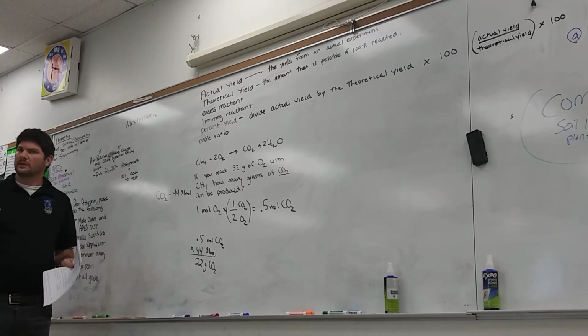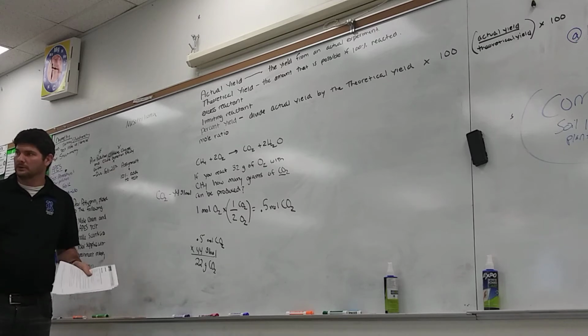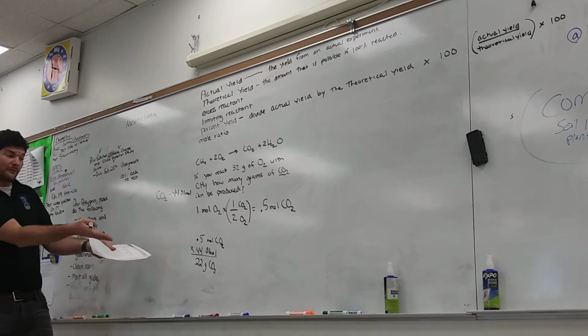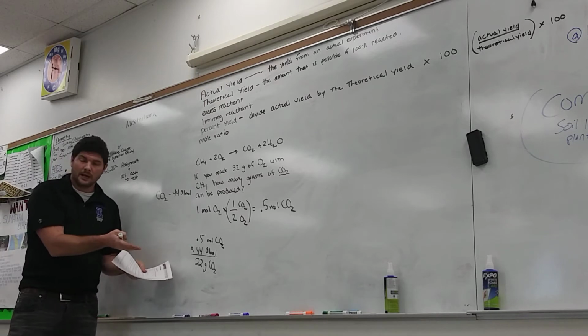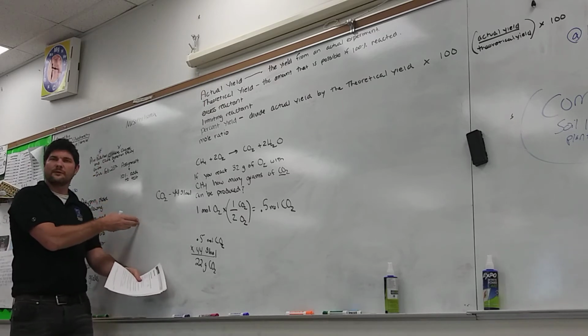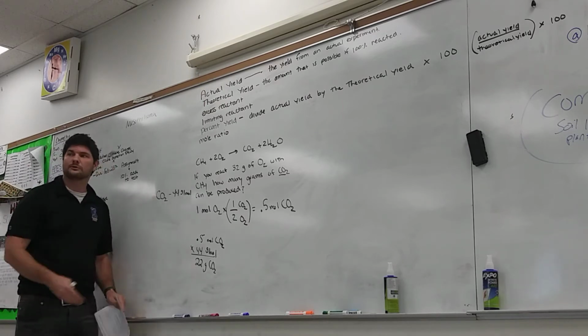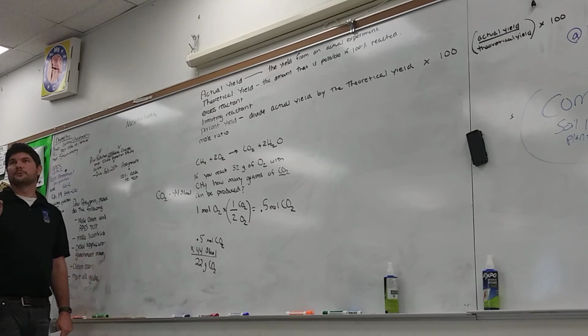That's why you guys stumbled over that one question on that 6-point quiz, where it was asking for the percent yield. How do you figure out the percent yield? You still have to figure out the theoretical yield. And then you take the number that they gave you, divided by the number that was possible, and that gives you your percent yield.